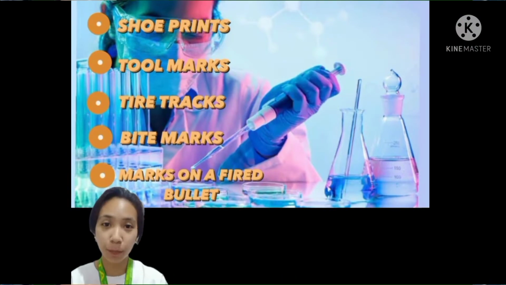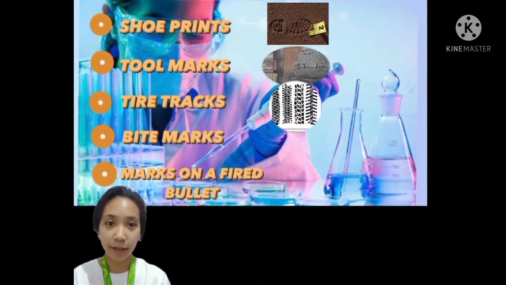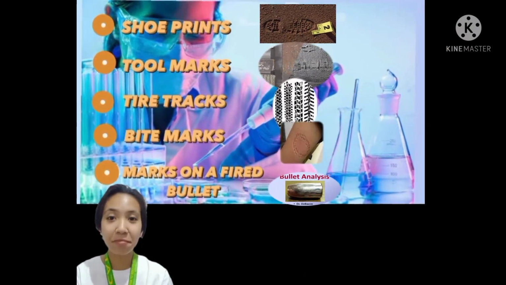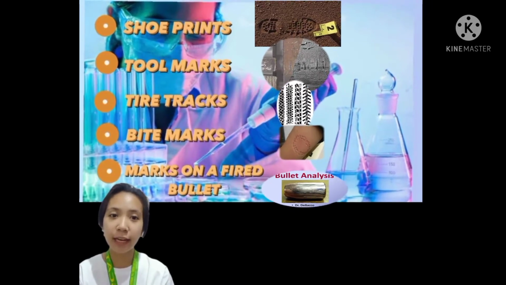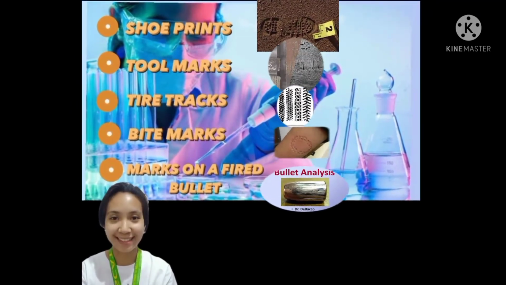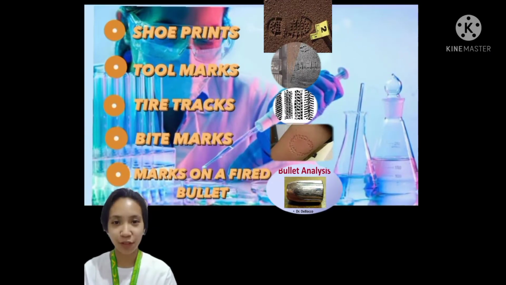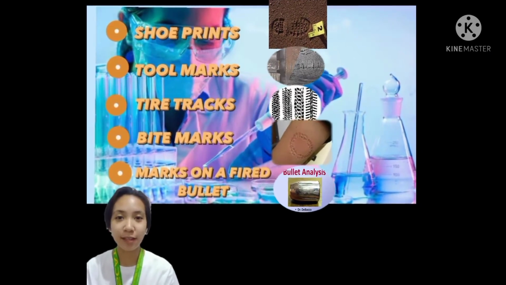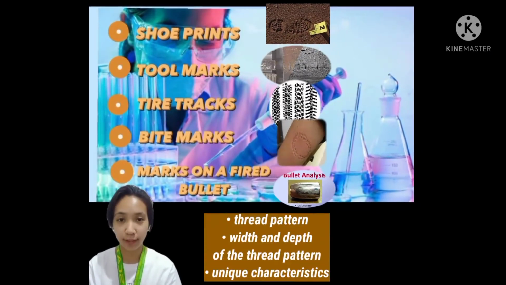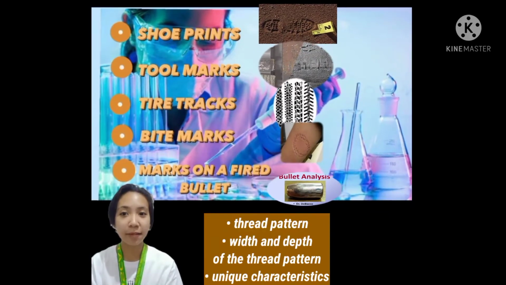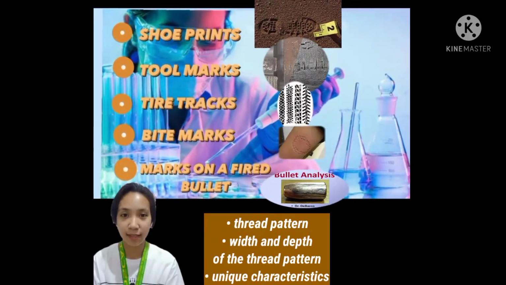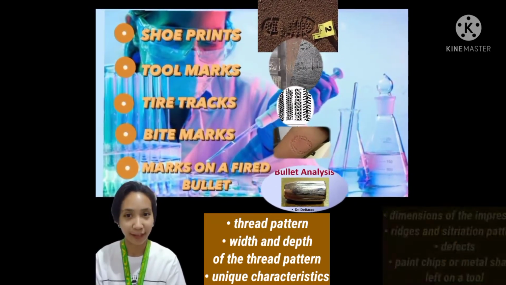Shoe prints, tool marks, tire tracks, bite marks, and marks on a fired bullet are several examples of impression evidence. Let us talk about tire tracks. The features to analyze in tire tracks are the tread pattern, the width and depth of the tread pattern, and unique characteristics due to the wear pattern or defects.